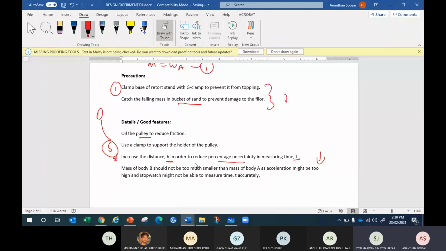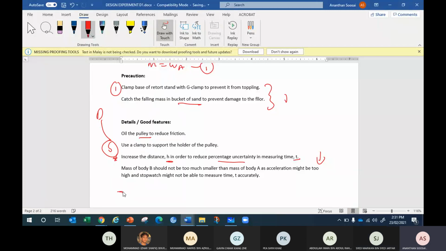Okay. Next. The mass of body B should not be too much smaller than the mass of body A. Acceleration might be too high. Yeah. The watch might not be able to measure the time T accurately. So don't use a very big or very small MB. The acceleration might be too big or too small. So do a preliminary experiment to check the most suitable MB, so that the acceleration is not too big or small.